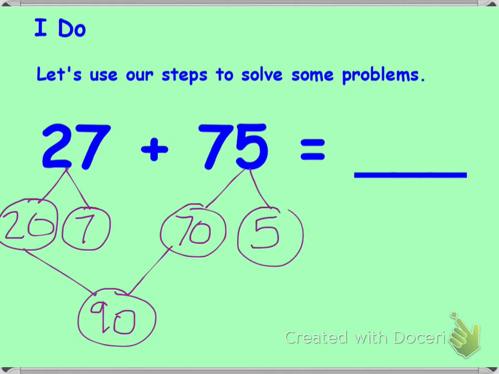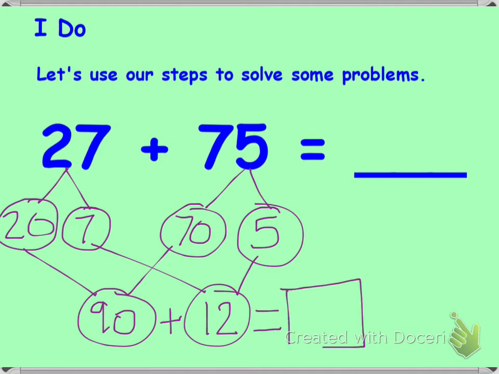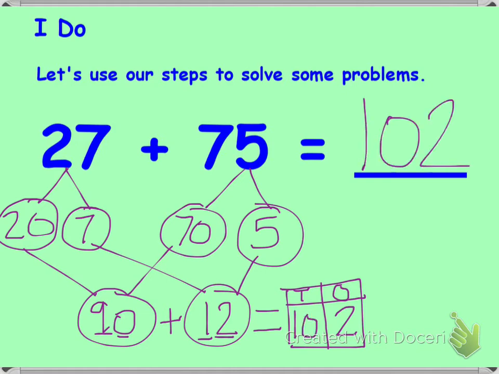We have to add our ones, 7 and 5. What is 7 plus 5? 7, 8, 9, 10, 11, 12. So 90 plus 12. Now I'm going to draw my place value chart. Remember, you don't have to. This is just in case you need this. So I'm going to look at my ones first. 2 ones plus 0 ones. Well, 2 plus 0 is 2, so it's 2 ones. Take our tens. 1 ten plus 9 tens. 1 plus 9. Well, that's 10. So 10 tens. So it's 102.